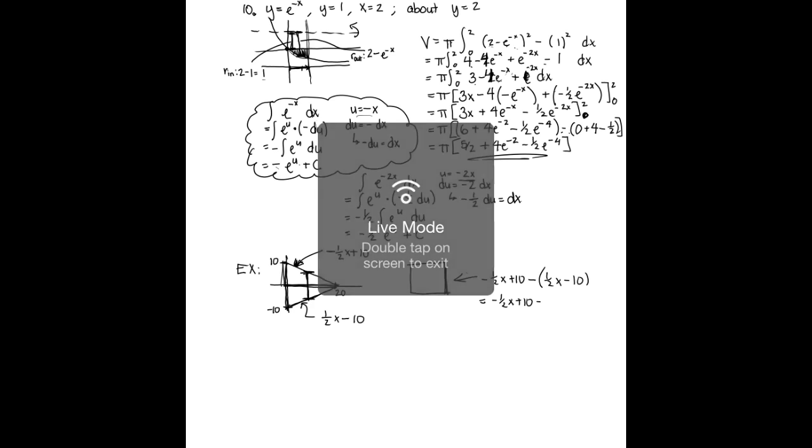And then this line right here, you could either think of it as reflecting over the axis, or you could just think about it up 10 over 20. So that's just 1/2 x minus 10. So this side here is top minus bottom, right? So minus 1/2 x plus 10 minus 1/2 x minus 10, which is negative 1/2 x plus 10 minus 1/2 x plus 10, which is minus 1/2, and minus 1/2 is minus a whole, plus 20.